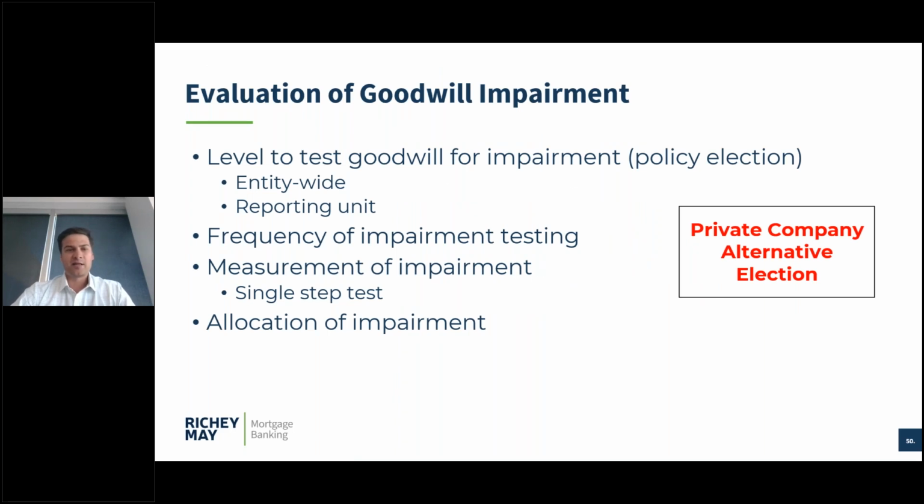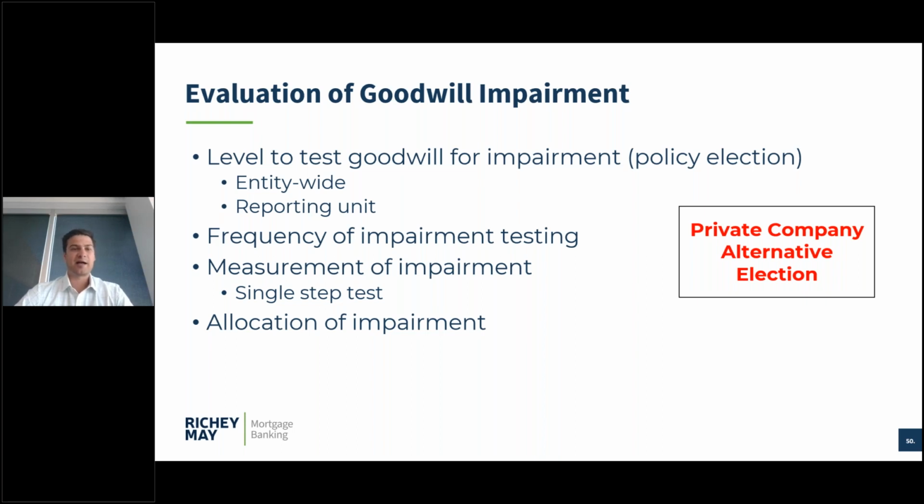So the steps outlined on this slide assume that the private company alternative policy election has been made. Firstly, you'll want to decide whether to test for impairment the entity as a whole or individual reporting units. Then you'll determine the frequency of the assessment. The impairment assessment is a trigger-based assessment.